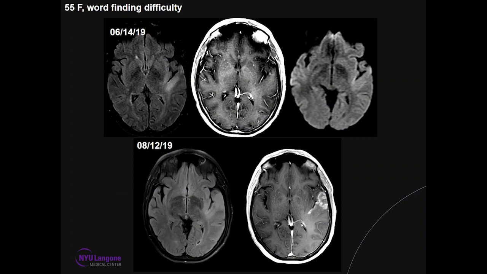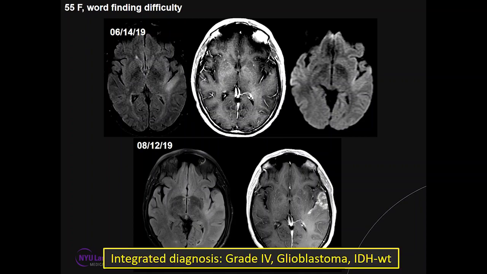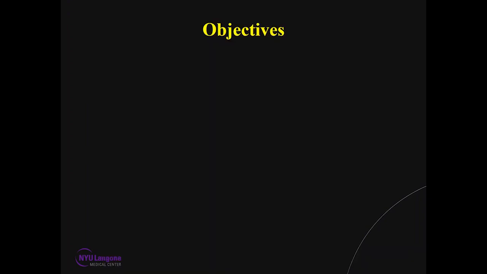At that time, the tumor was taken out partially, and the integrated histological diagnosis showed that this is a WHO grade 4 glioblastoma, IDH wild type, right? So that becomes an important aspect of why we should be dictating these cases in a manner where we have the genomic information also integrated into our reports.